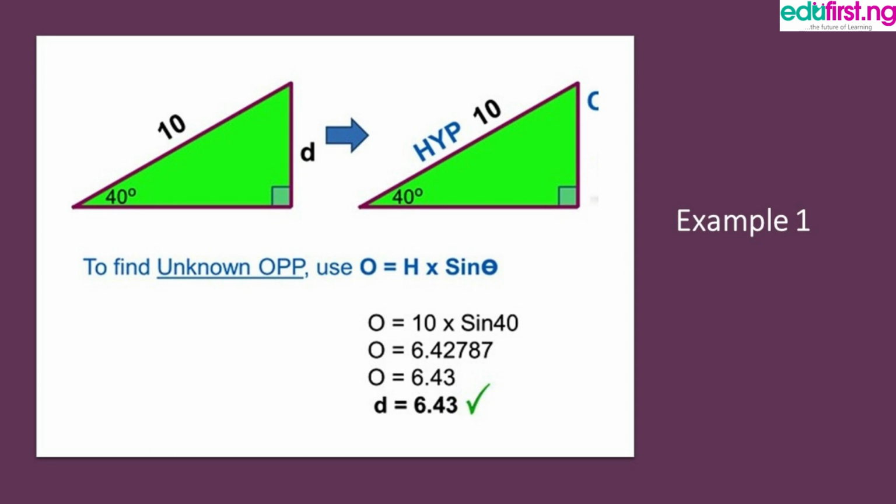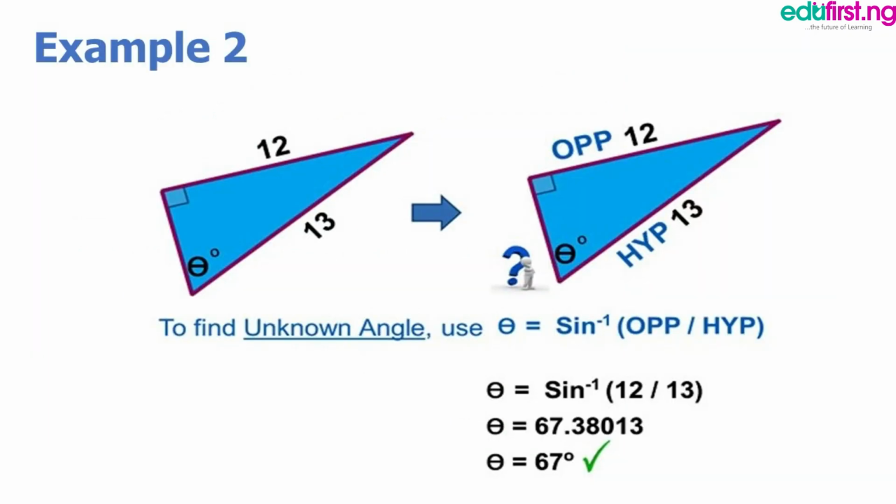I hope you understand. Okay, let's take another example. In this example here, we are given two sides and we are told to find the unknown angle. How do we find the unknown angle? Always remember that in a right angle triangle, we are given this angle theta. The side facing the angle theta is called the what? The opposite. And the longest side, you can see this angle 90 here, and the side facing the angle 90 is called what? The hypotenuse. So here we have the opposite and we have the hypotenuse.